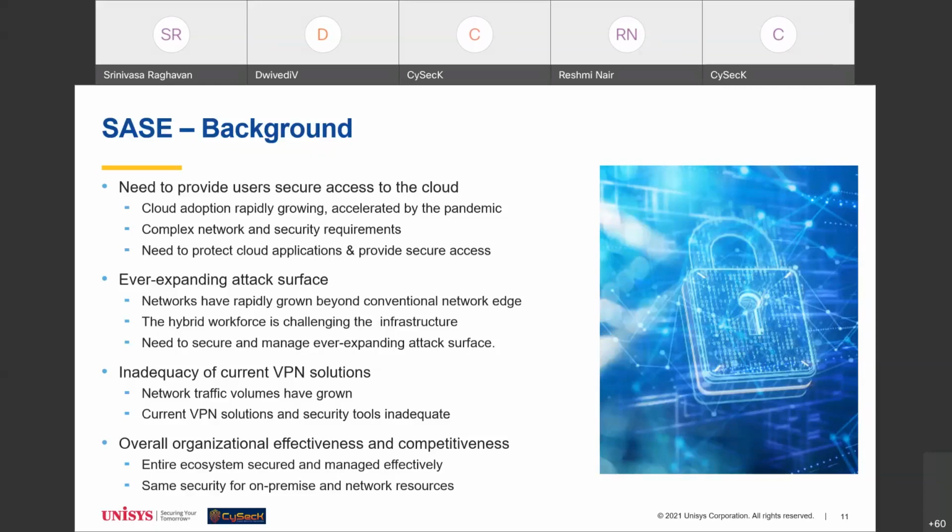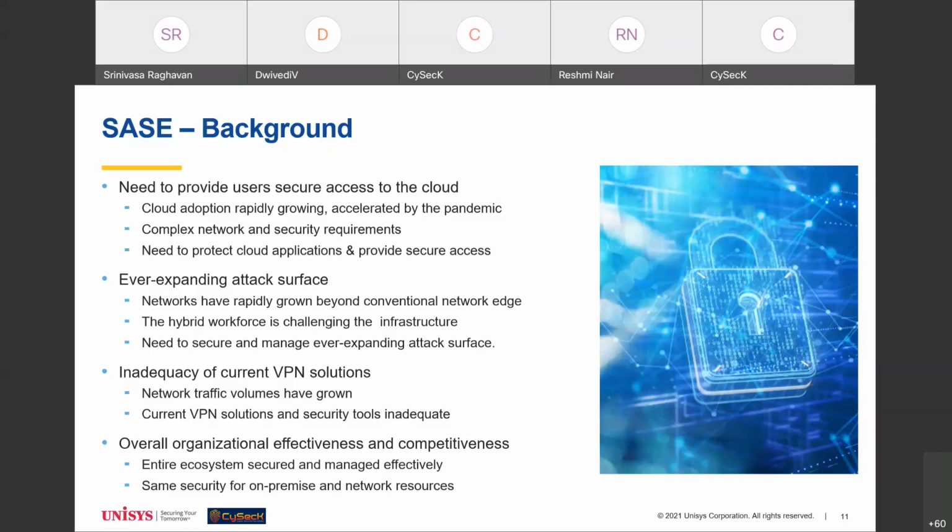And of course, as I mentioned earlier, the limitations of VPN solutions. With increasing network traffic because everybody is going to the cloud, and there are more branch offices, more users, current VPN solutions and security tools are inadequate. If you look at the overall organizational effectiveness and competitiveness, the entire ecosystem needs to be secured and managed effectively. And you need to have the same security for on-premise and cloud. So whether I'm consuming some services on-prem, or I'm going to the cloud, I want the same security everywhere. So this gives you some of the background of why SASE was thought about by Gartner.